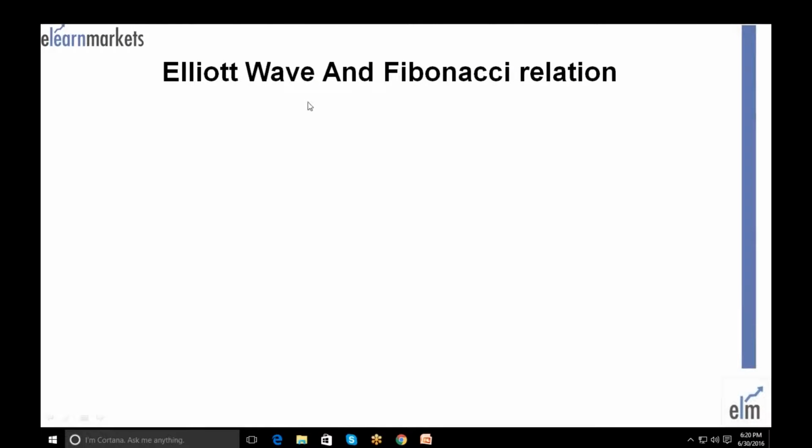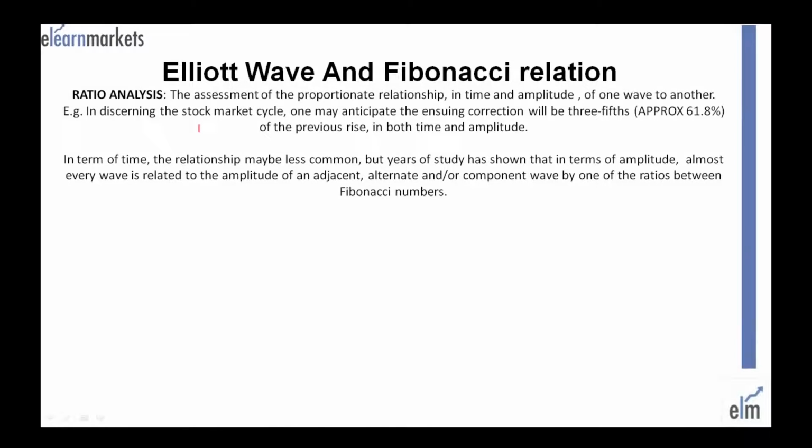So what is the relation between Elliott waves and the Fibonacci ratios? There are two major relations which are discussed. One is ratio analysis. The assessment of the proportionate relation in time and in amplitude of one wave to another is called ratio analysis. For example, in studying the stock market cycle, one may anticipate the ensuing correction will be 3/5 or 61.8% of the previous rise in both time and amplitude.